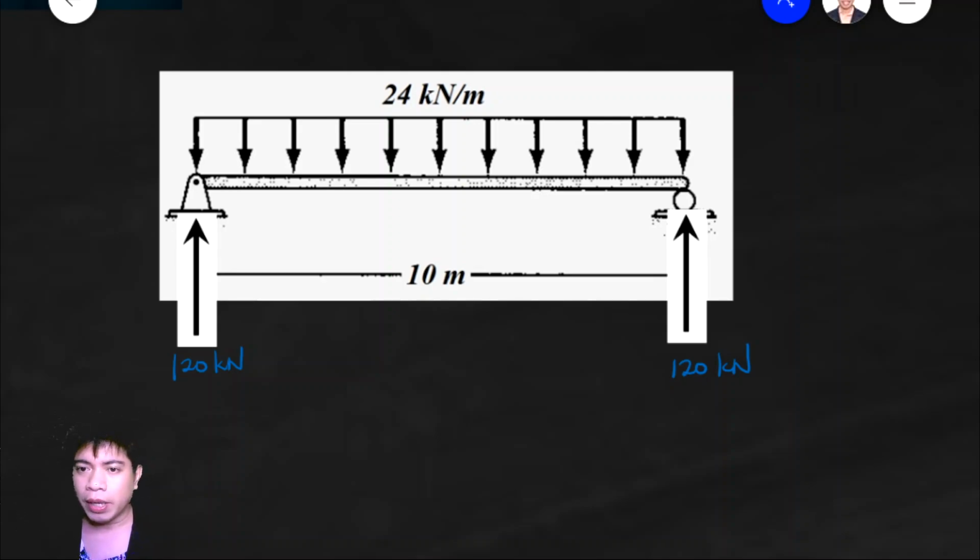As we said earlier, we need to create our moment equation. All we have to do is cut our beam. Let's say we cut the beam here, and then we compute for the moment equation. So we now create our moment equation. This is our moment.